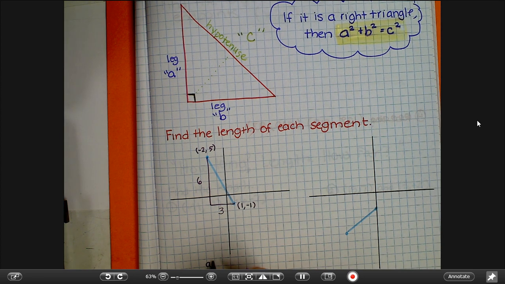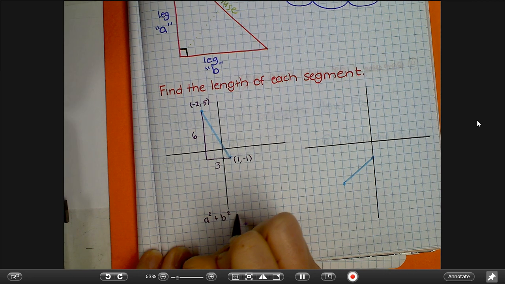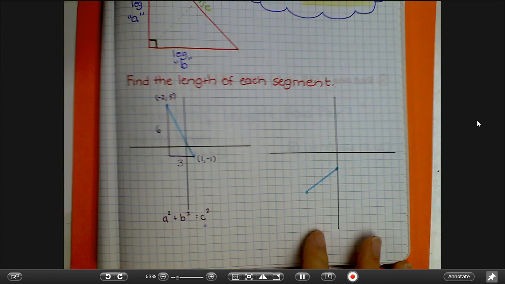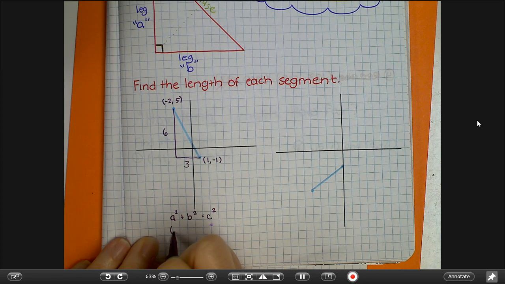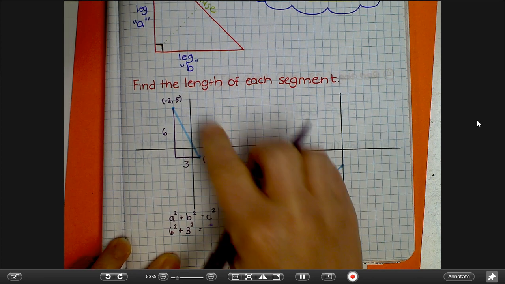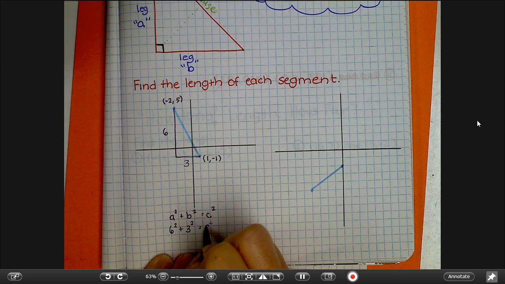I recommend, especially in the beginning of learning something new, that you write the formula down every time you use it. All right, so A and B, it doesn't matter which is which. 6 squared plus 3 squared equals. And what we don't know is the length of the hypotenuse, C. So we'll put C squared.